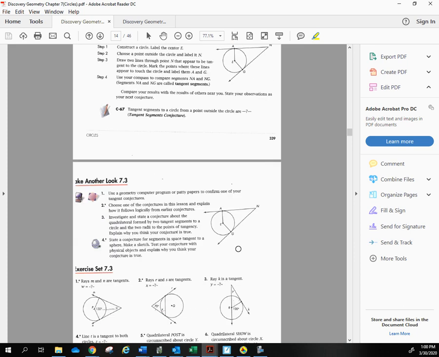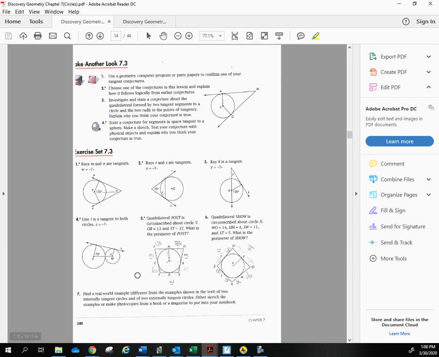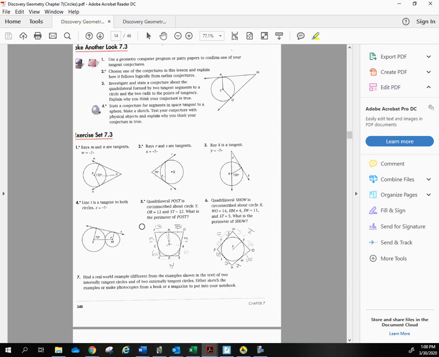And that's enough right there to go through and learn about the tangent points and all about tangents in the circle.